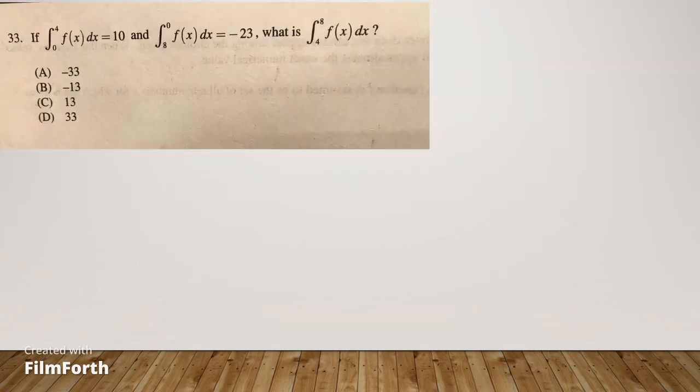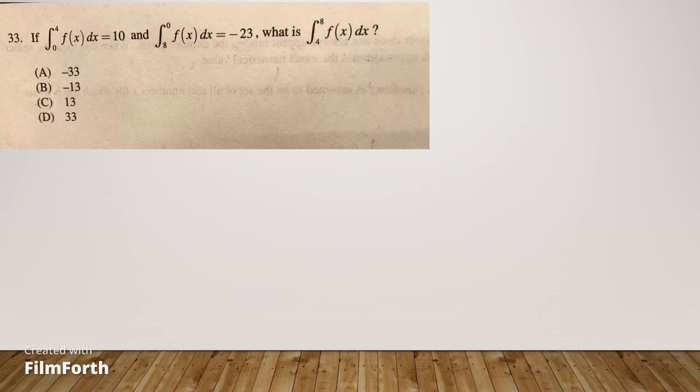Okay, next question. If the integral from 0 to 4 of f of x dx equals 10, and the integral from 8 to 0 of f of x dx equals negative 23, what is the value of the integral from 4 to 8 of f of x dx?